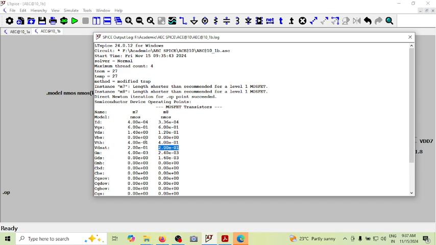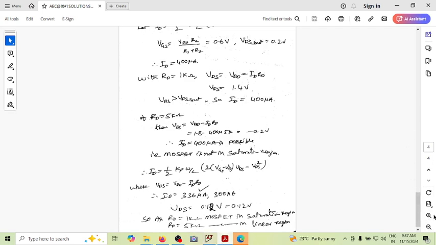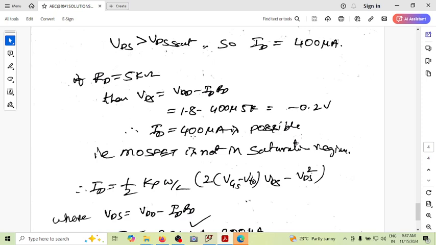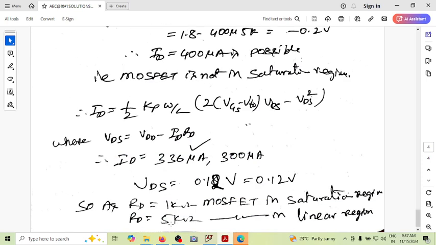But VDS in the first case is 1.4 volt, which is more than 200 millivolt. The MOSFET is in saturation region. Whereas in the second case, VDS is 120 millivolt, which is less than 200 millivolts. So that's why the MOSFET is in linear region. That's the solution here. So what is the solution of the fourth problem? It says that as RD is equal to 1 kilo ohm, the MOSFET is in saturation region with a current of 400 microampere. Whereas when the value of RD is 5K, the MOSFET is in linear region because VDS is less than VDS sat. So VDS is 120 millivolt, 0.12 volts.